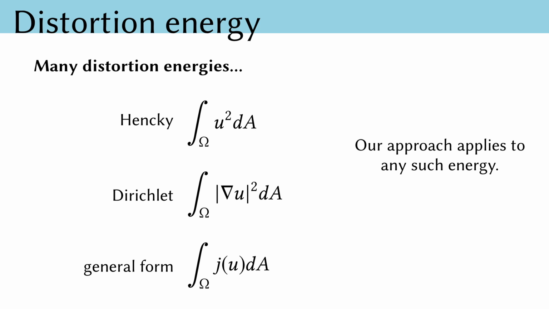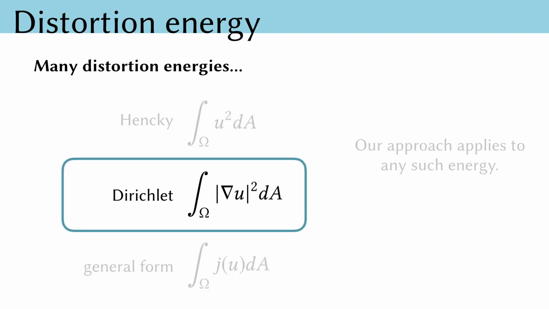Now that we have easy access to the distortion induced by any cut, we can choose an energy to penalize that distortion. To name a few, the Hencky energy corresponds to a strain energy for thin plate material stress. Dirichlet energy measures how non-constant the distortion is, or more generally, we can consider any form J of u. A first thing to note is that our approach applies generally to any of these kinds of energies. For the rest of this talk, I'll focus on the Dirichlet energy, simply because it has the most concise notation.